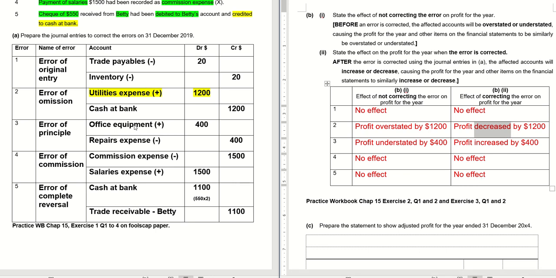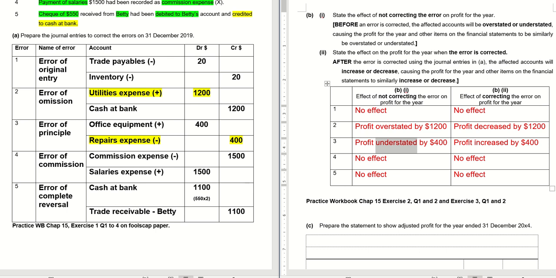Error number 3 is an error of principle. Again, look at the two accounts and identify the account that affects profit. What affects profit is the repairs expense. You incorrectly recorded $400 as a repair expense when it is not a repair expense. So repair expense was too high, and because repair expense was too high, repair is overstated. And with too much expense, profit is therefore understated by $400.